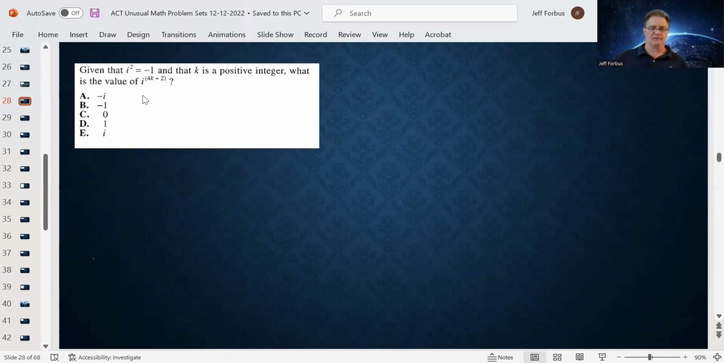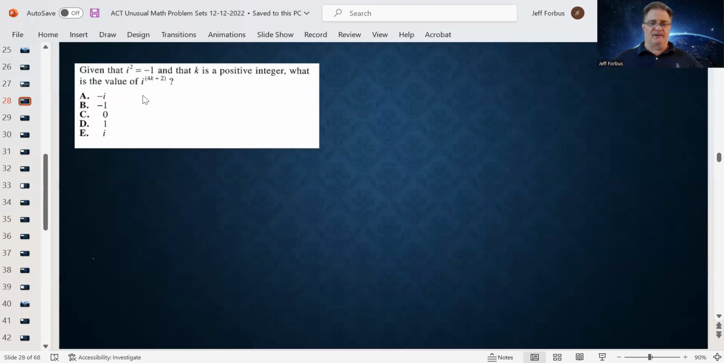I squared, they love this on the ACT. They will present I squared to you in equations and ask you to simplify those equations as well. You must remember I squared is equal to -1. Please memorize that. And in fact, in this particular situation, I'm going to ask you to memorize the first 4 values of I. I'll show you what they are in just a minute.